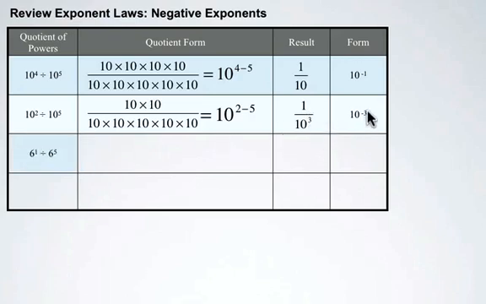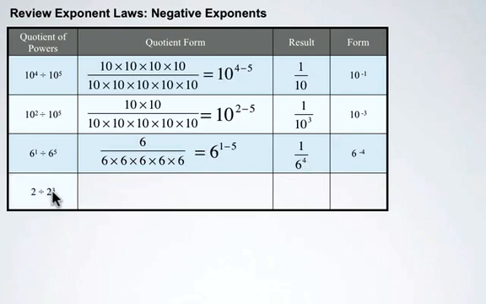6 to the 1 divided by 6 to the 5, here it is in quotient form, will equal 6 to the exponent 1 minus 5. So that's 1 over 6 to the 4, which is 6 to the negative 4.